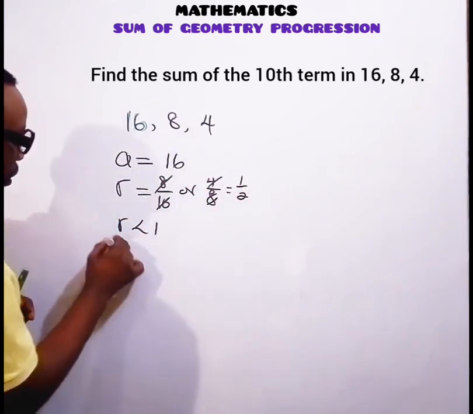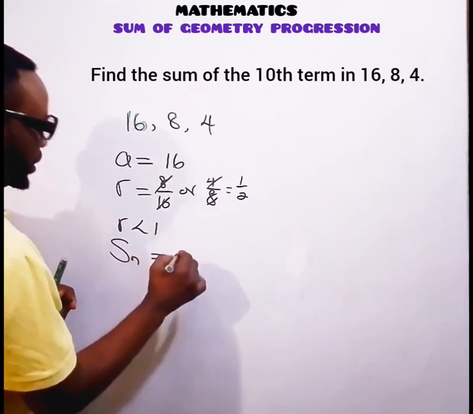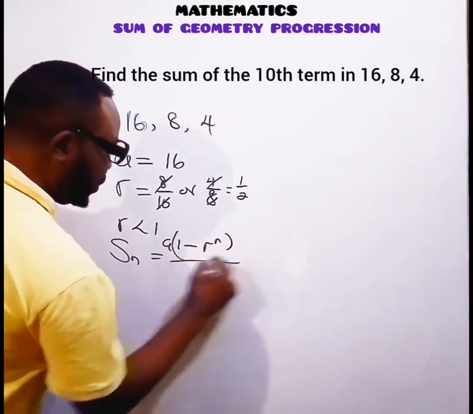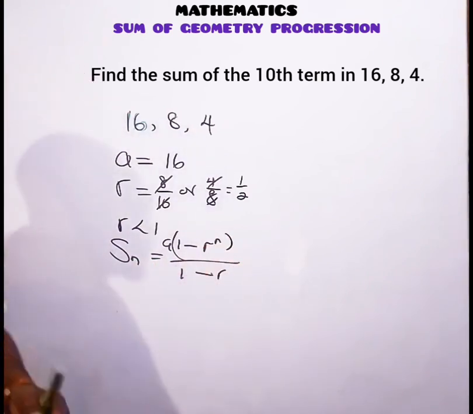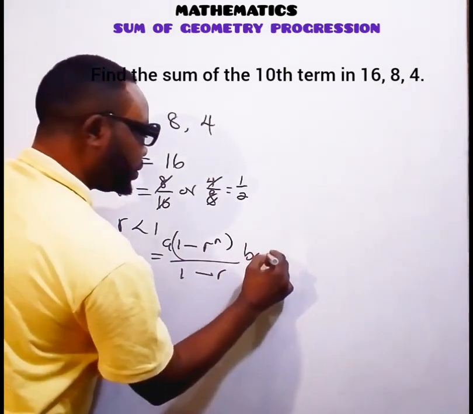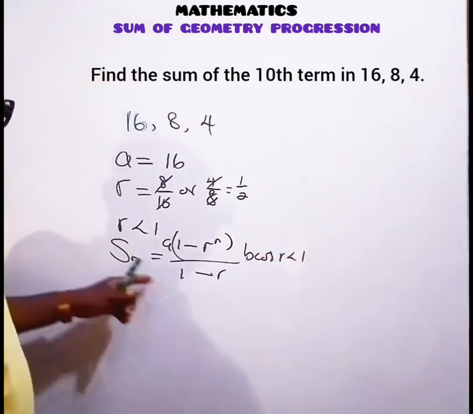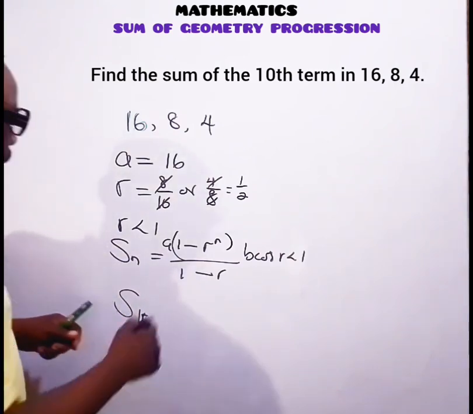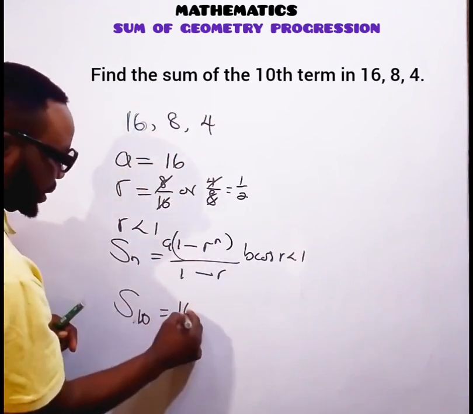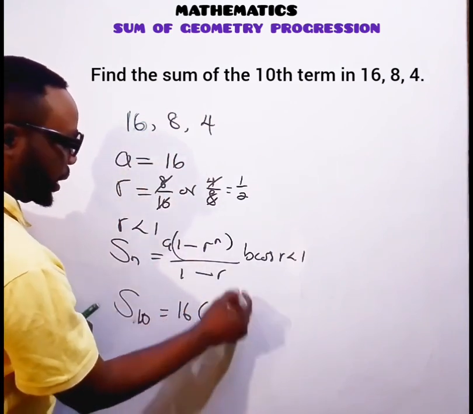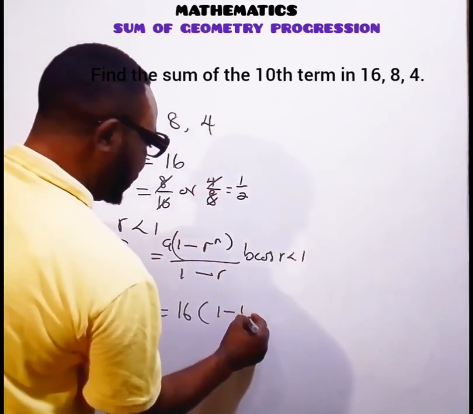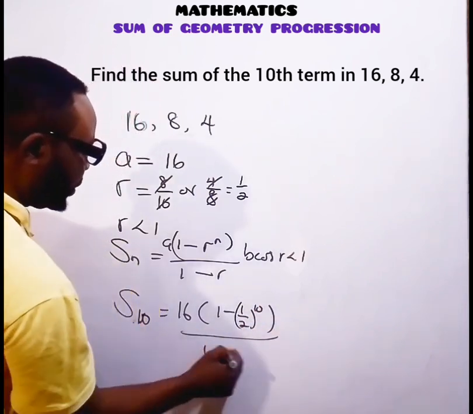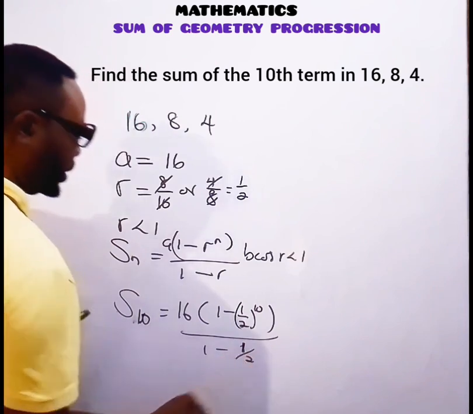So in that regard, we make use of this formula, which is the sum of n terms equals a into bracket 1 minus r raised to the power n over 1 minus r. That is the formula we are going to use, because r is less than 1. Now, for the sum of the 10th term, what is the value of r here? We have 16 into 1 minus r raised to the power of n. What is our r? 1 over 2 raised to the power of 10, over 1 minus 1 over 2.